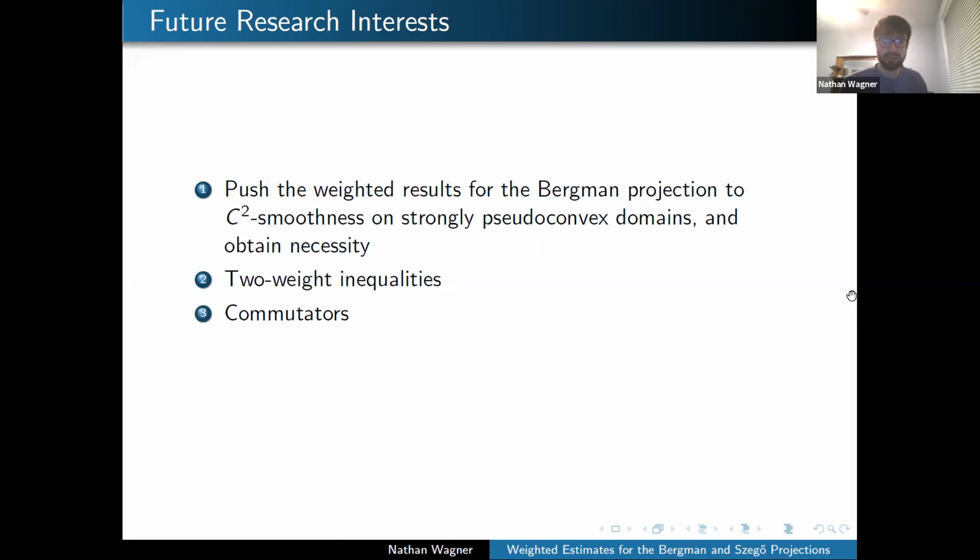And I'm also interested in studying commutators of the Bergman and Szegő projections and getting various results about their boundedness and compactness on weighted and unweighted spaces. And finally, I'm also interested in some questions involving Toeplitz operators, and particularly the compactness of Toeplitz operators. So I'm very interested in the interplay between harmonic analysis, several complex variables, and operator theory, and that's what I plan to continue to keep working on.